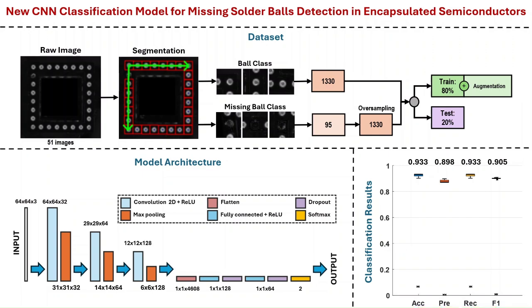Finally, as future work, it is desired to explore the implementation of models that can infer whether there is a missing ball from the picture of the entire component. Improving the dataset by increasing the number of samples of the missing ball class and the real-time implementation of the proposed model in a semiconductor production environment are also considered.